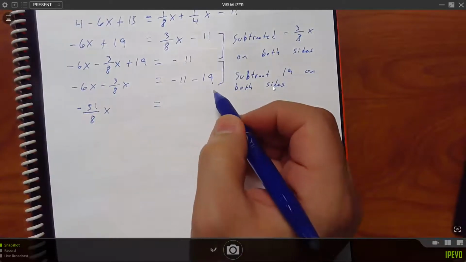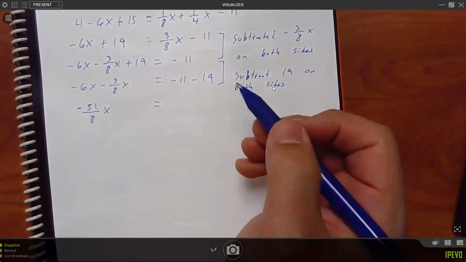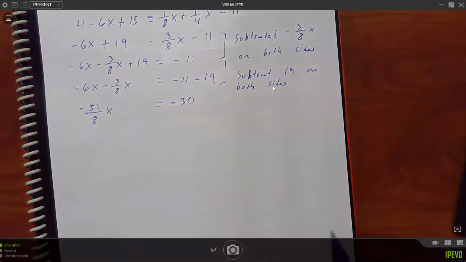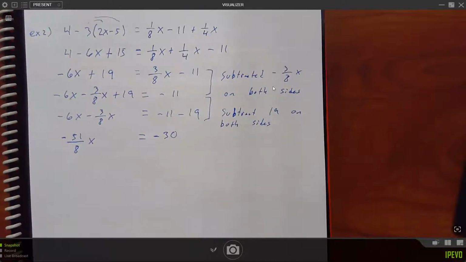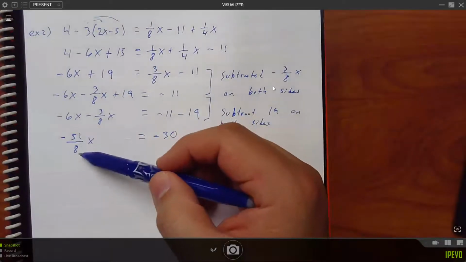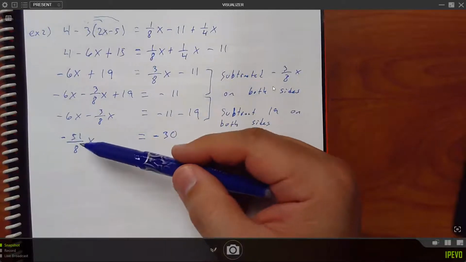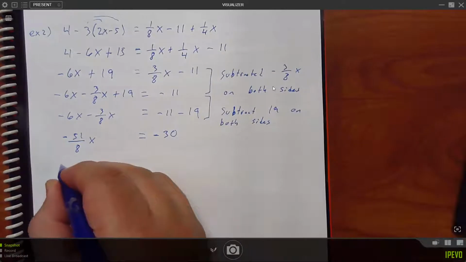-11 minus 19, what's that gonna be? Yeah, -30. Okay. Any questions so far? Is that okay? Is that not too bad? Okay, so we gotta get rid of that weirdo number, right? So same thing as before, divide by whatever's there. It's just that dividing is a fraction now, so life sucks a little bit, it's all good.